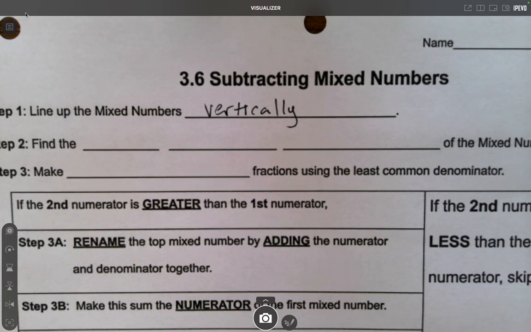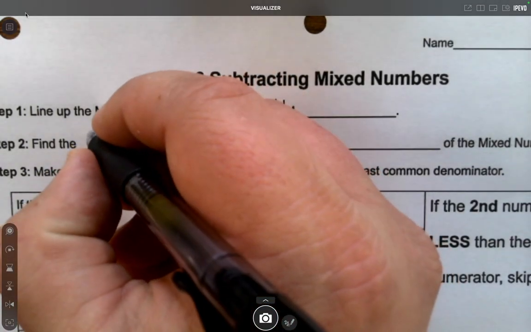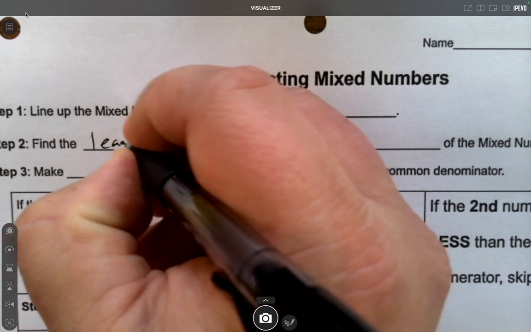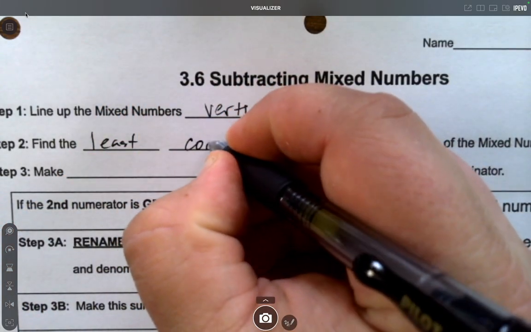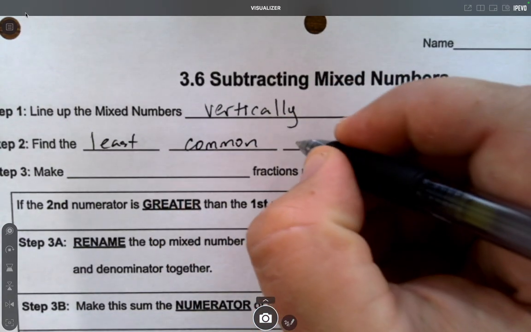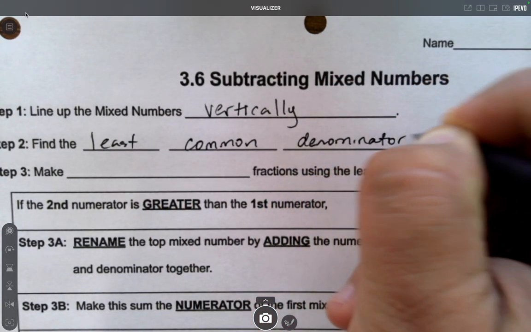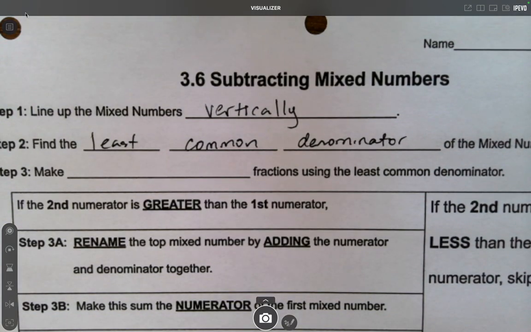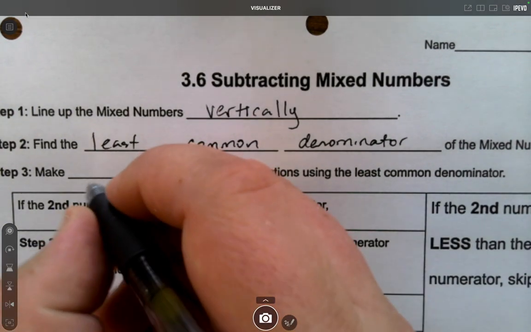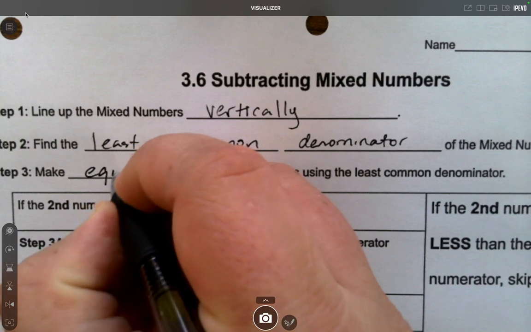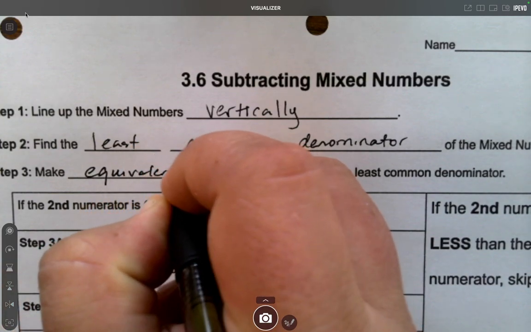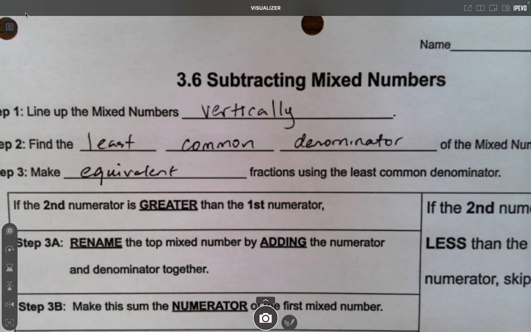So find the least common denominator of the mixed numbers. That part's the same as it was with addition, because for both addition and subtraction, you can only combine fractions if they have the same denominator. So step 3 is also the same. Make equivalent fractions using the least common denominator.